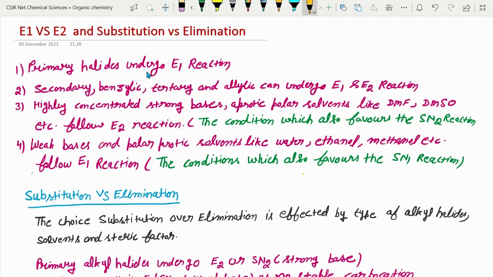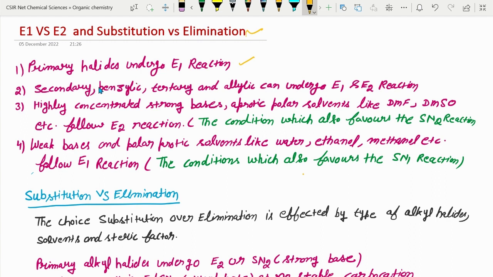Everyone. Today our topic of discussion is E1 eliminations and E2 eliminations, and substitution versus elimination reactions. So first I will discuss E1 and E2 eliminations. Primary halides undergo E2 elimination reactions.